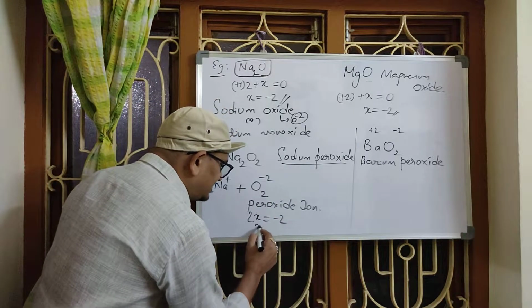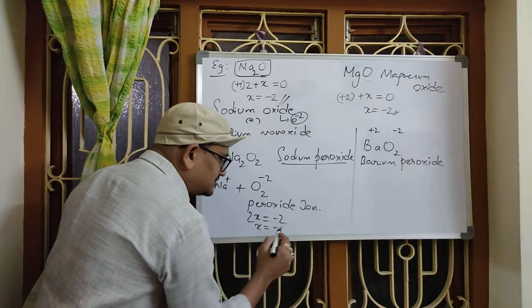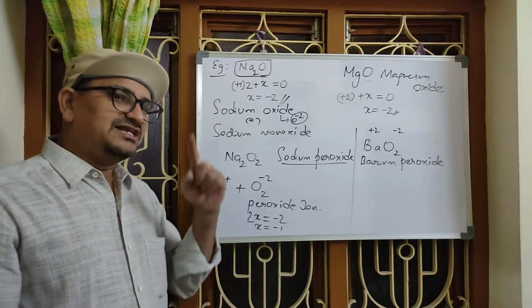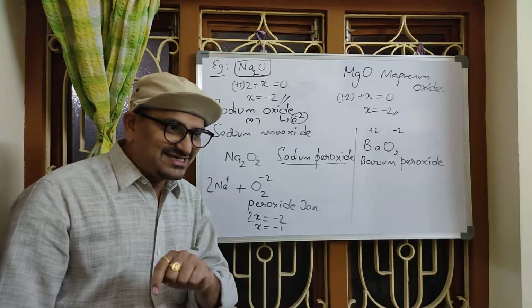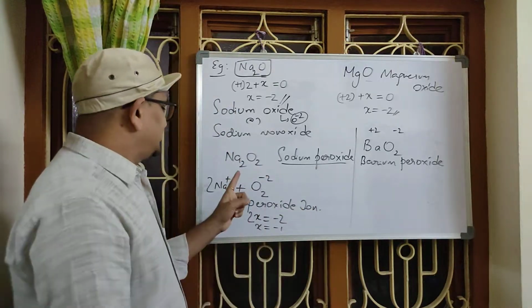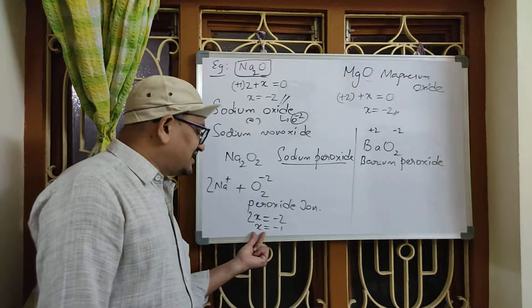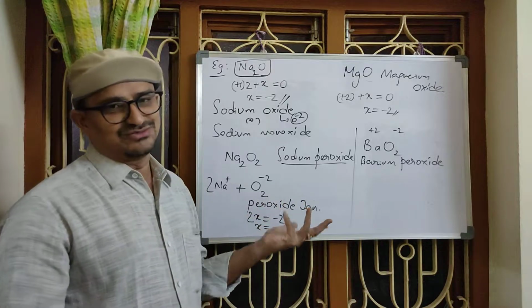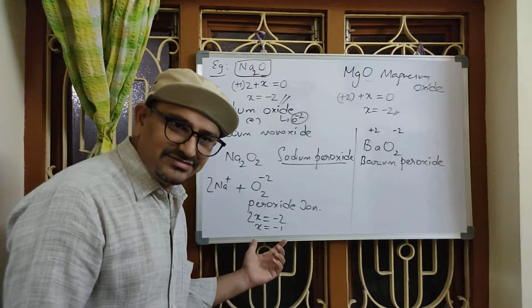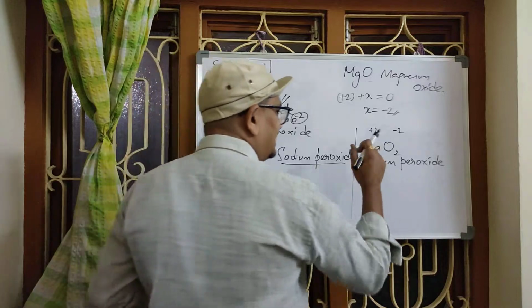So what's the value of each X? X is equal to -1. What's the point we learned in the rules? In peroxides, each oxygen possesses -1. See, in peroxide, each oxygen value, each X value is -1. For 2X, it is -2. Is this clear? Similarly, barium peroxide.